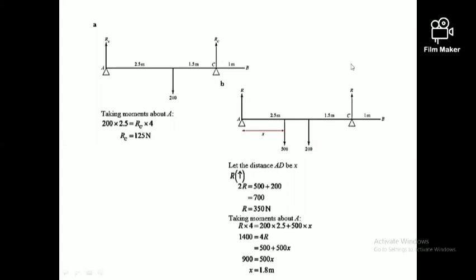Then if I consider the upward forces equal to the downward forces, you can work out 2R equals 500 plus 200, that is 700. That means each reaction would be 350 newtons. Then I'll consider the moment around A. These two are clockwise moments and this would be an anti-clockwise moment.